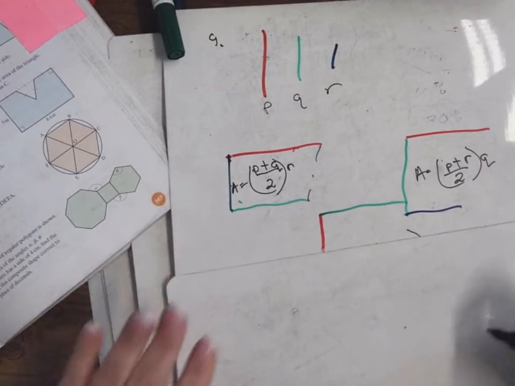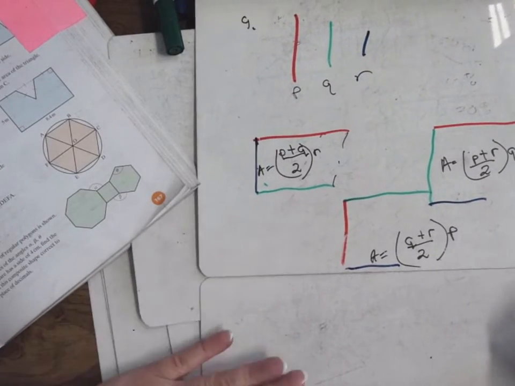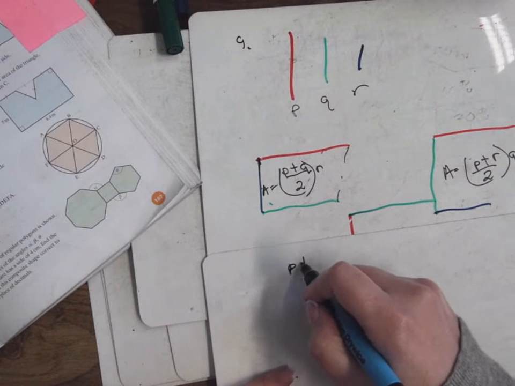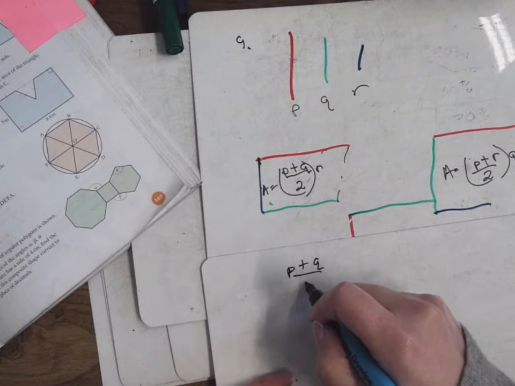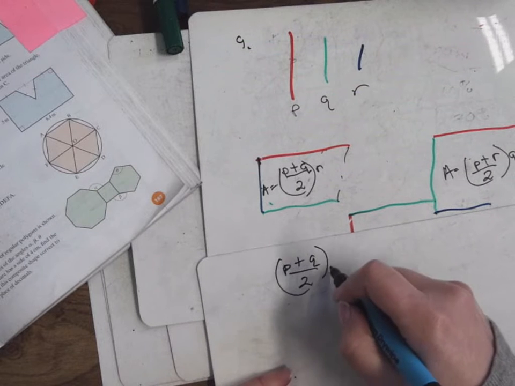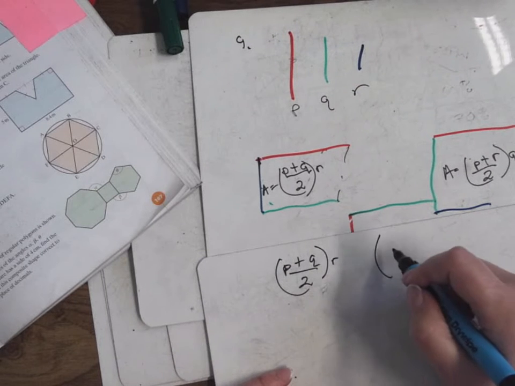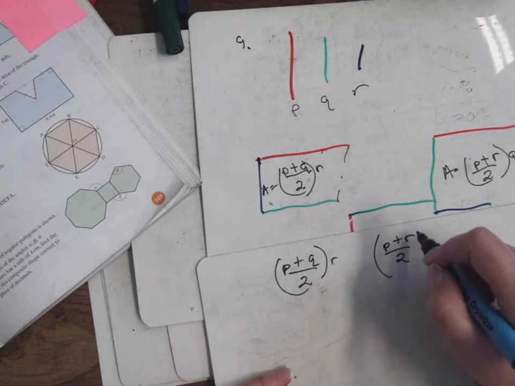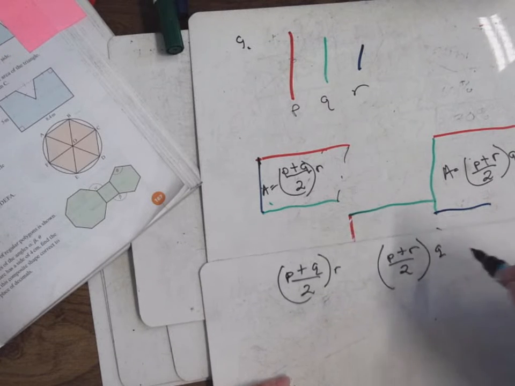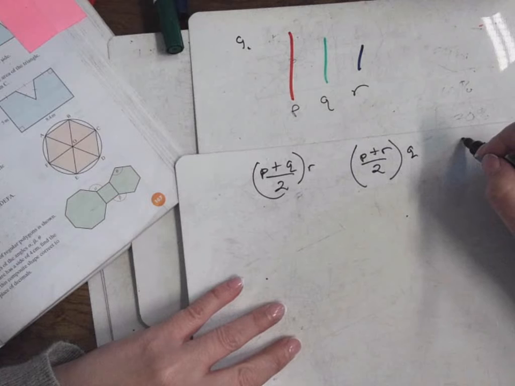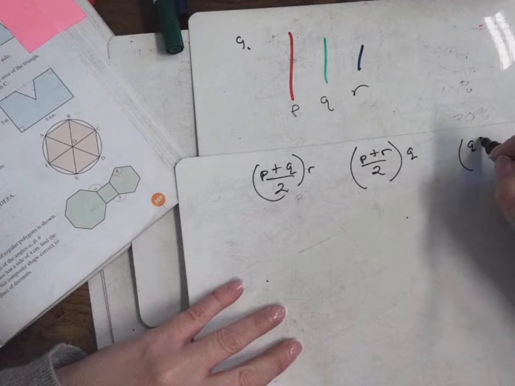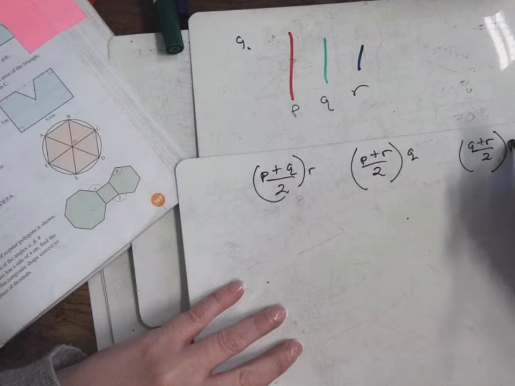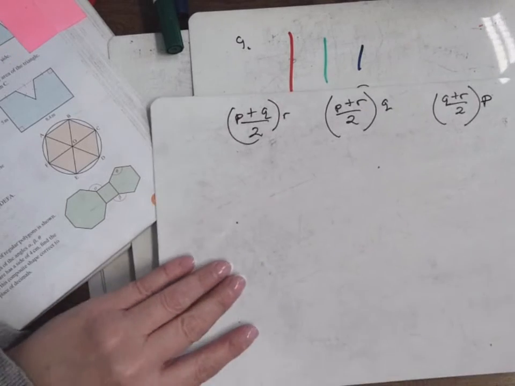Okay, so I'm just going to write them out here. So (P plus Q) over 2 multiplied by R is 1. (P plus R) over 2 multiplied by Q is another one. And the last one is (Q plus R) over 2 multiplied by P. Are we good? Right, there are the three of them.